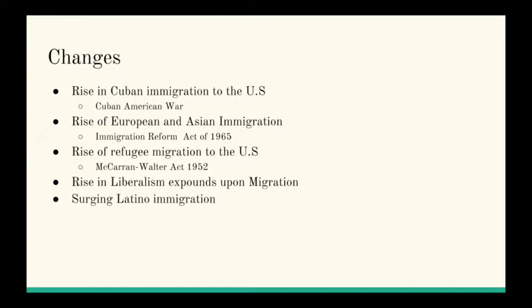We can also see a rise of refugee migration to the United States. In 1952, the McCarran-Walter Act refugee policies were incorporated into immigration regulation. Because many of the newcomers had no connections in the United States, assistance was provided through voluntary social service networks.